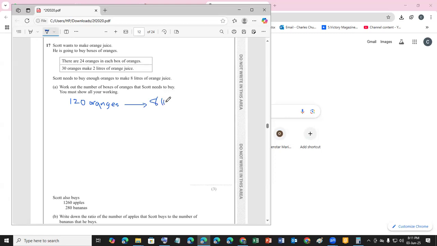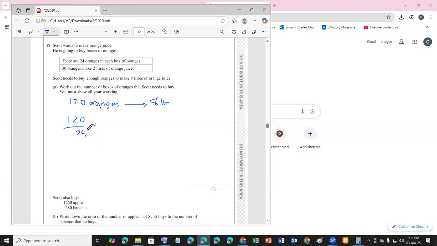So the next question is this. They said, work out the number of boxes of oranges Scott needs to buy. Well, at least we can see he needs 120 oranges, right? And they said there are 24 oranges in each box of oranges. So to find out how many orange boxes they will need, we'll simply divide 120 by what? By 24. Do you agree with that?